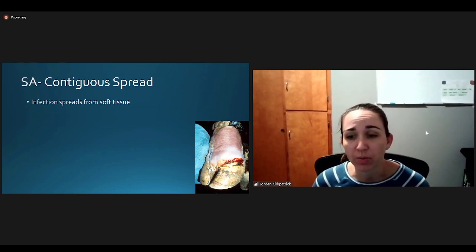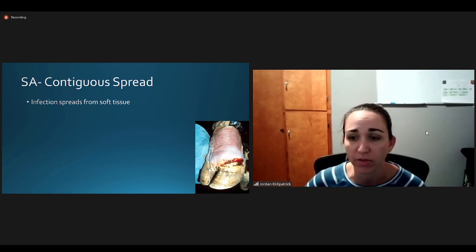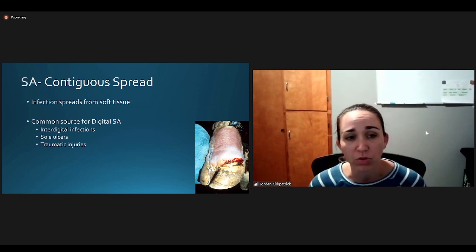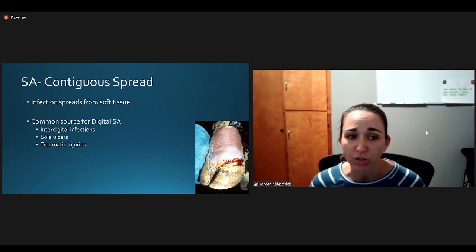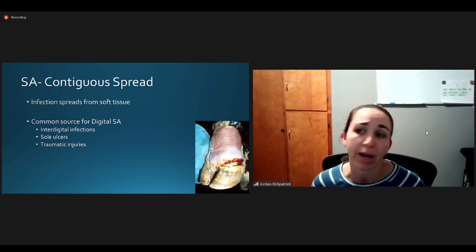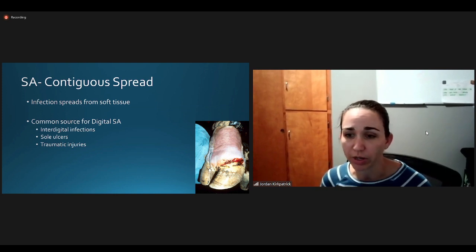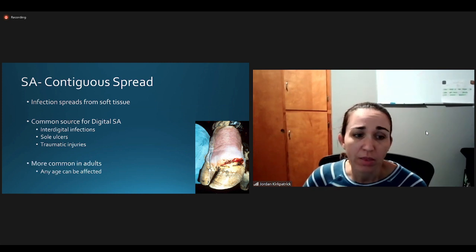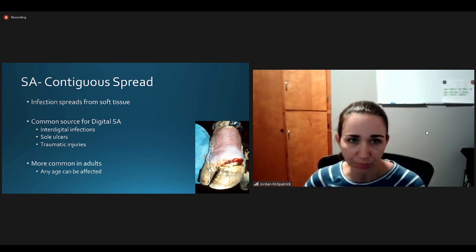You can also get infective spread from soft tissue. If the soft tissue has an infection, it can penetrate into the joint. That's also a common source for digital septic arthritis. So if there's infections in the interdigital space, or sole ulcers, the infection starts in the foot and then migrates up into the coffin joint or distal interphalangeal joint. And it could also be due to traumatic injuries. This is more common in adults, but technically any age can be affected.